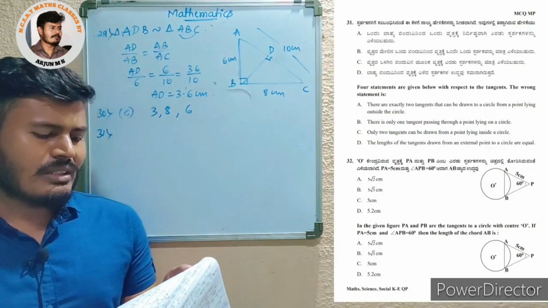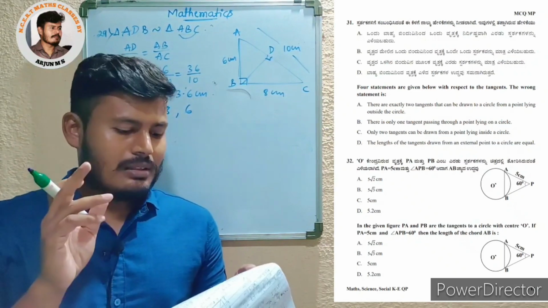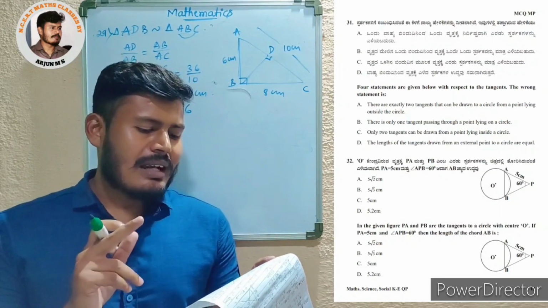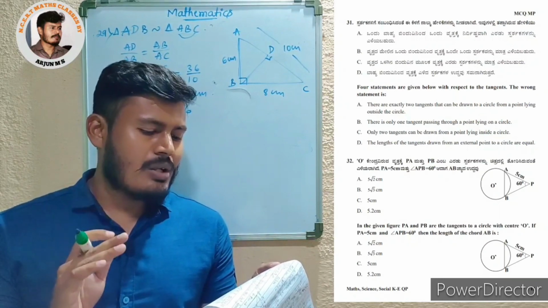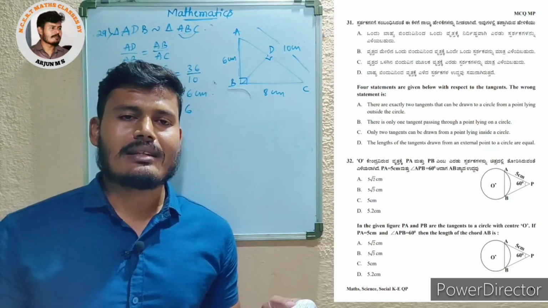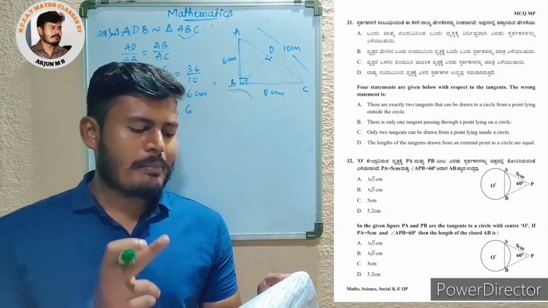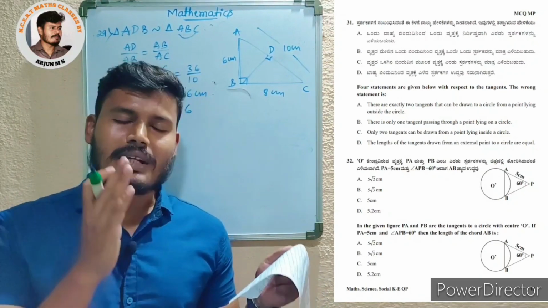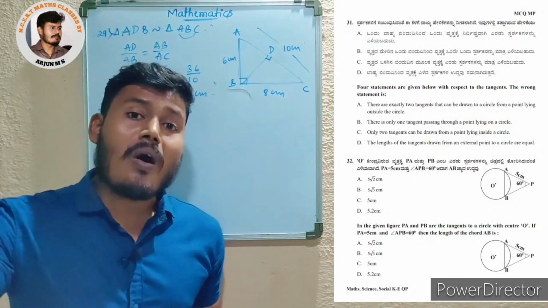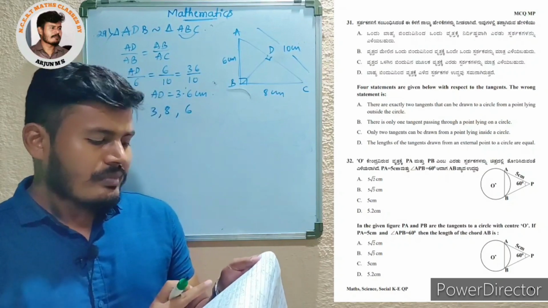So then 31st question. Four statements are given below with respect to tangents. The wrong statement is, here also we should pick one wrong statement. There are exactly two tangents that can be drawn to a circle from a point lying outside the circle. That is correct. That is the external point tangent theorem. There is only one tangent passing through a point lying on a circle. That is exactly true, because only one tangent is possible to draw on any point on a circle. That is very important.